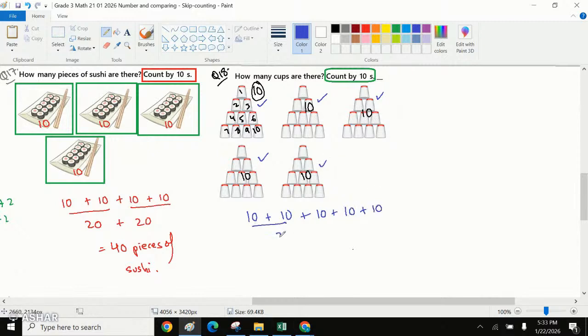We know that 10 plus 10 is 20. We know that 10 plus 10 is 20, plus 10, right? Now what we are doing is counting by 20s. 20 plus 20 is 40. Plus 10 would be 50 cups. Yes, thank you for the answer. Thank you, Precious. Thank you, May. There would be a total of 50 cups. Yes, thank you, Peace. That's 50 cups, okay?